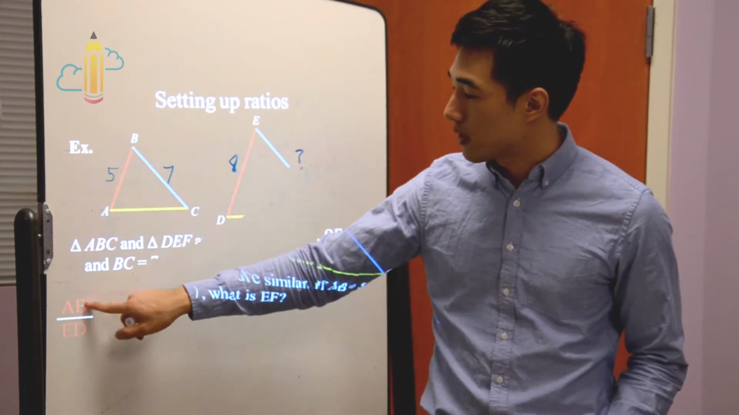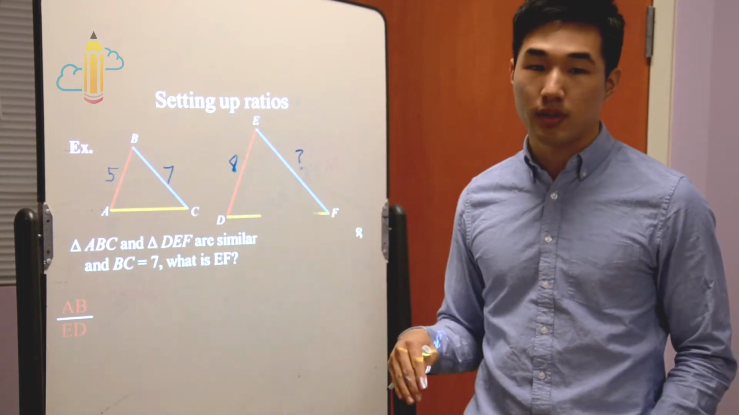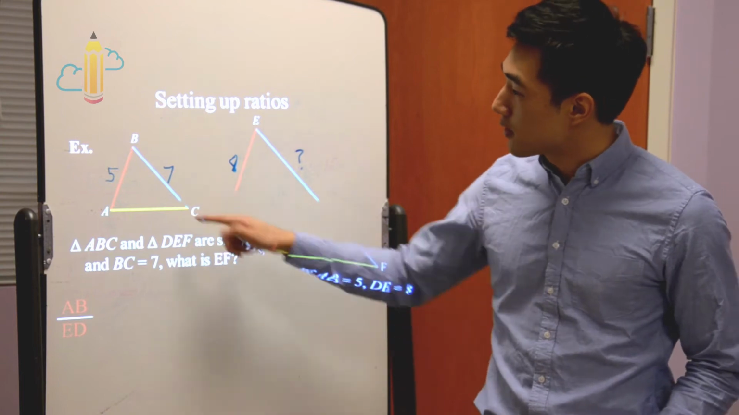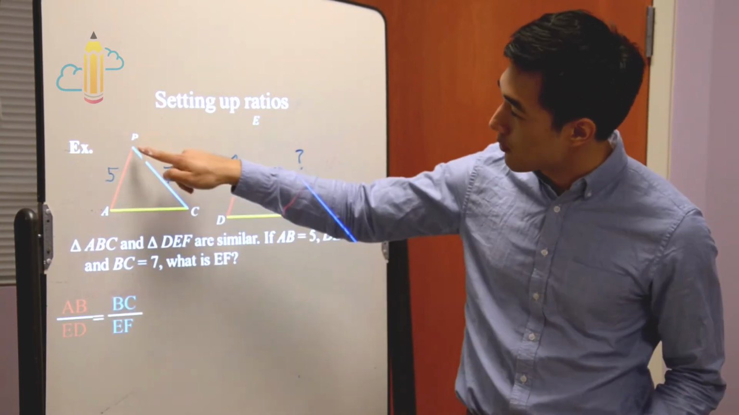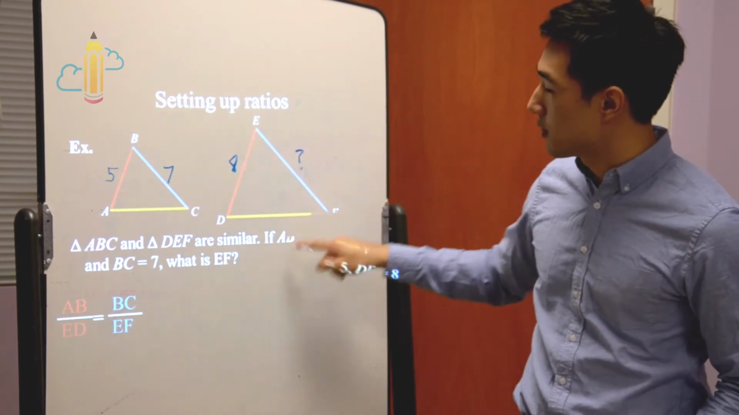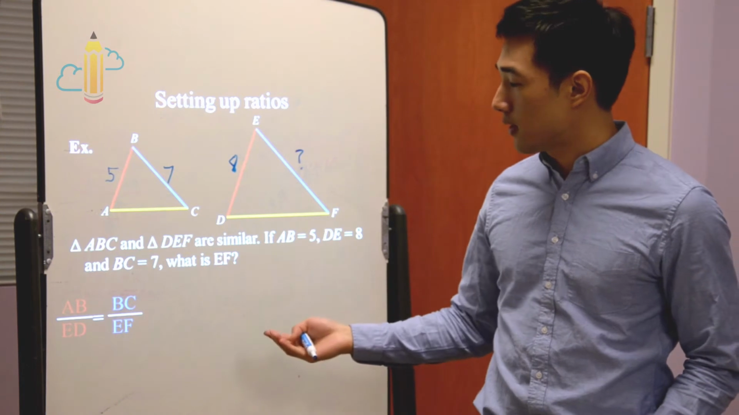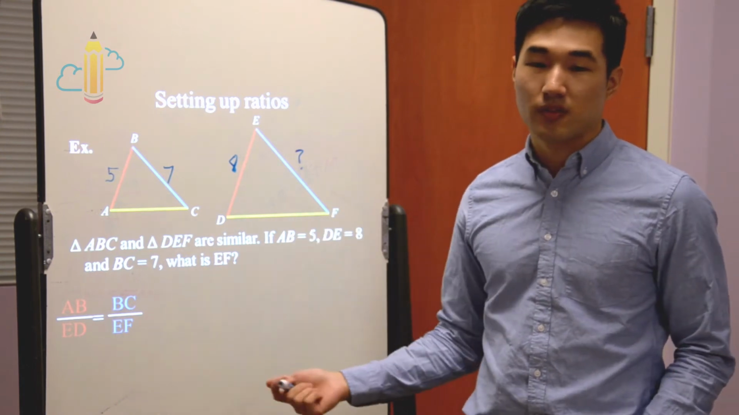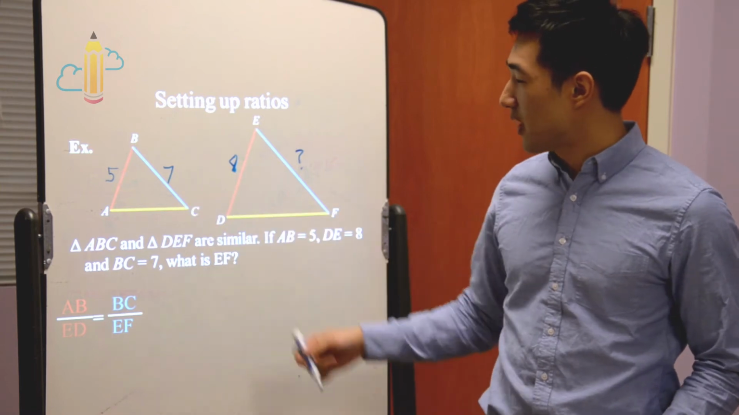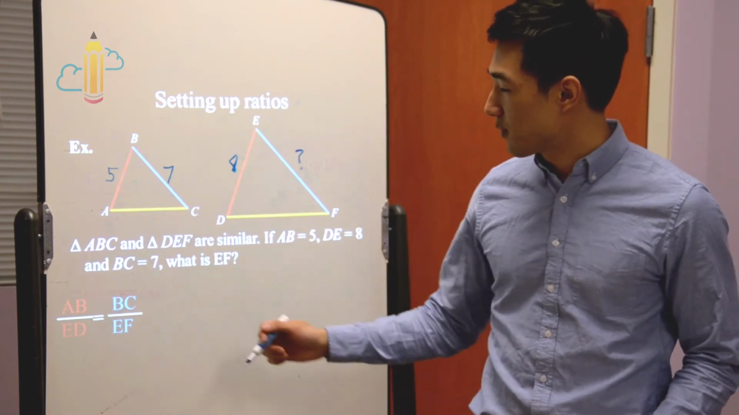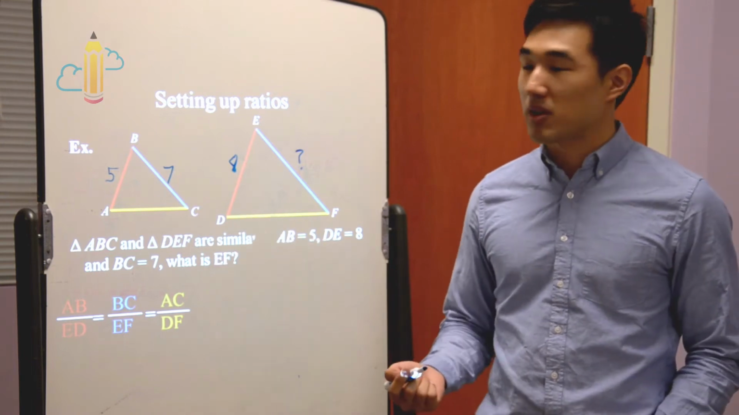You can compare the two sides that are supposed to be corresponding. You can put them in a fraction. And so therefore, this one over this one is the same as the ratio of this one to this one, which is right here. And then, what do you think is the next fraction? AC over DF. Yeah, AC over DF. Okay? Right there. Alright, so that's the first way you can solve these problems.